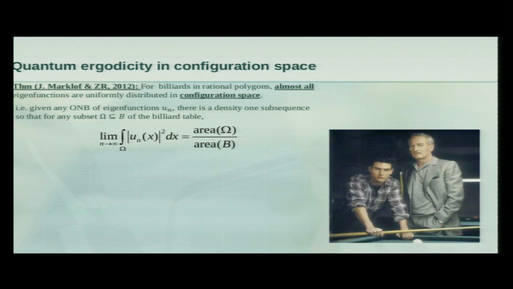Or another way to think about it, if you sample the eigenfunction on a fixed subset of the billiard table, then for almost all eigenfunctions, you will just be measuring the relative area of the subset. So again, the motion is not ergodic here.